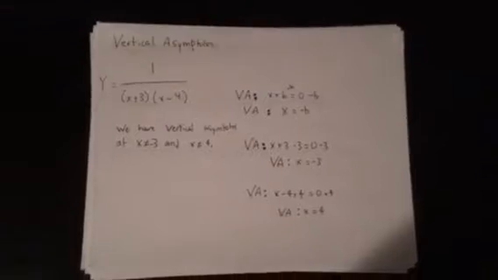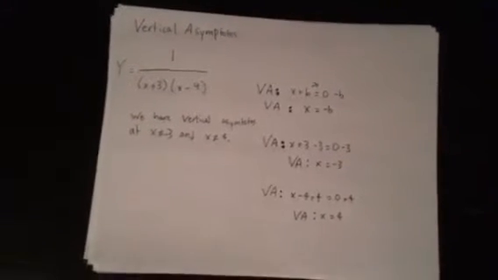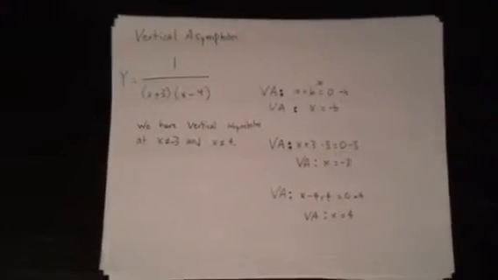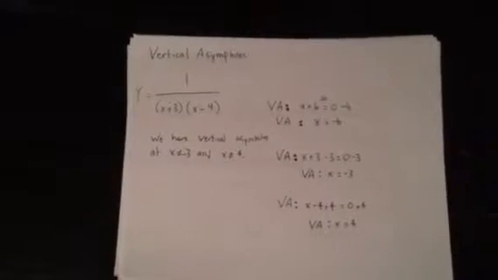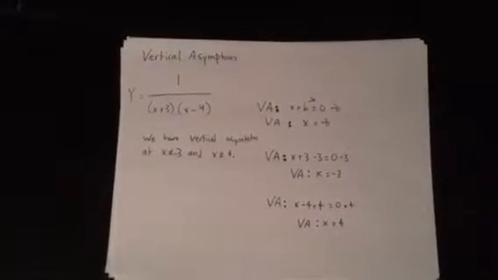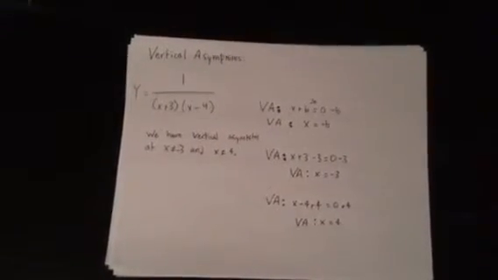Now onto the vertical asymptotes. To find the vertical asymptotes, it is simply using the same method as finding the zeros for a function, and we use the denominator here, so x plus 3 and x minus 4, meaning we have as zeros that x cannot equal negative 3 and x cannot equal 4.